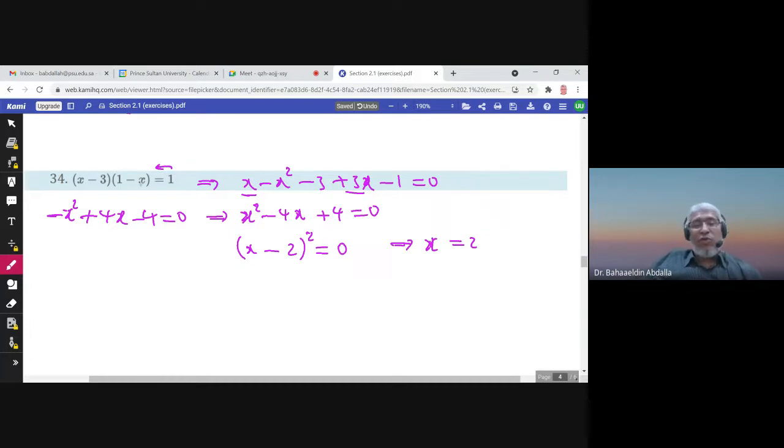So 1 minus 2 would be negative 1. 2 minus 3 would be negative 1. Negative 1 times negative 1 is 1. So that's the correct answer.